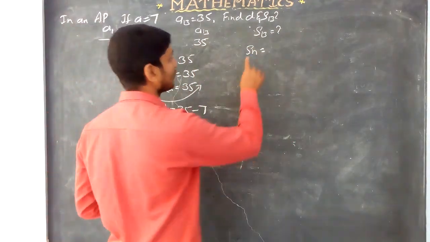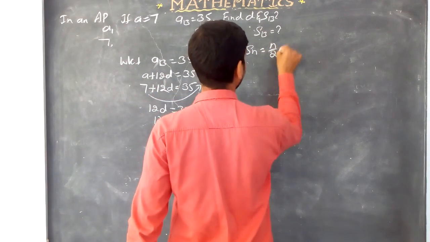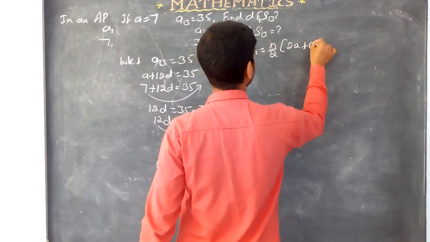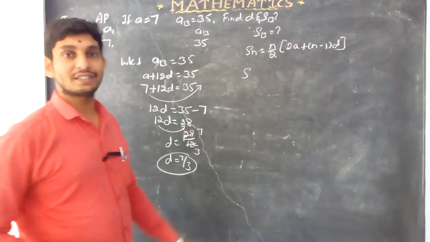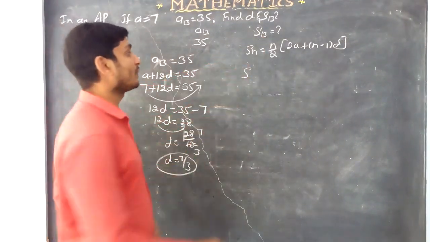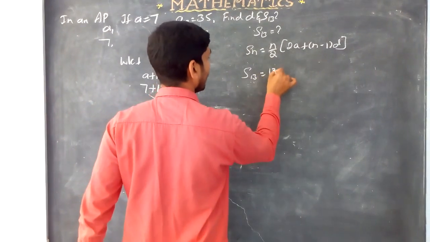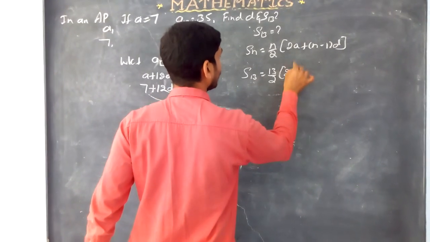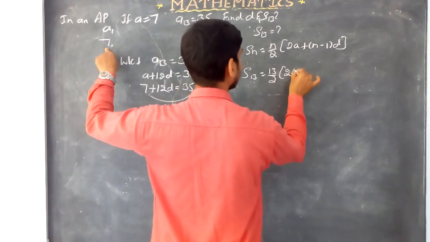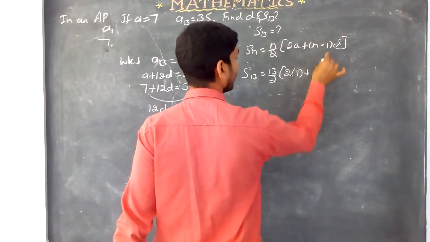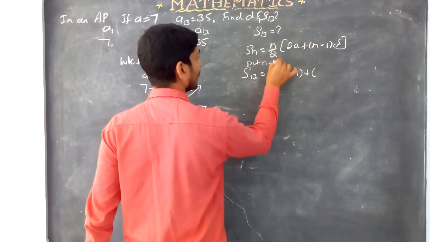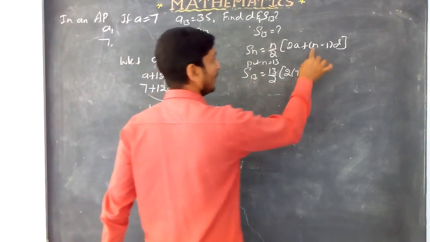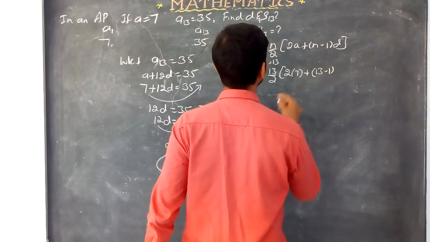That's why I solve in first formula. Sn equals n by 2 into 2a plus n minus 1 into d is the formula. Yes, I need S13. That's why n you have to replace it by 13. It becomes 13 by 2 into 2a. A means, yes, it is given 7, plus n minus 1. N minus 1 means n is 13, correct? Put n is equal to 13. So n minus 1 means 13 minus 1 into d.